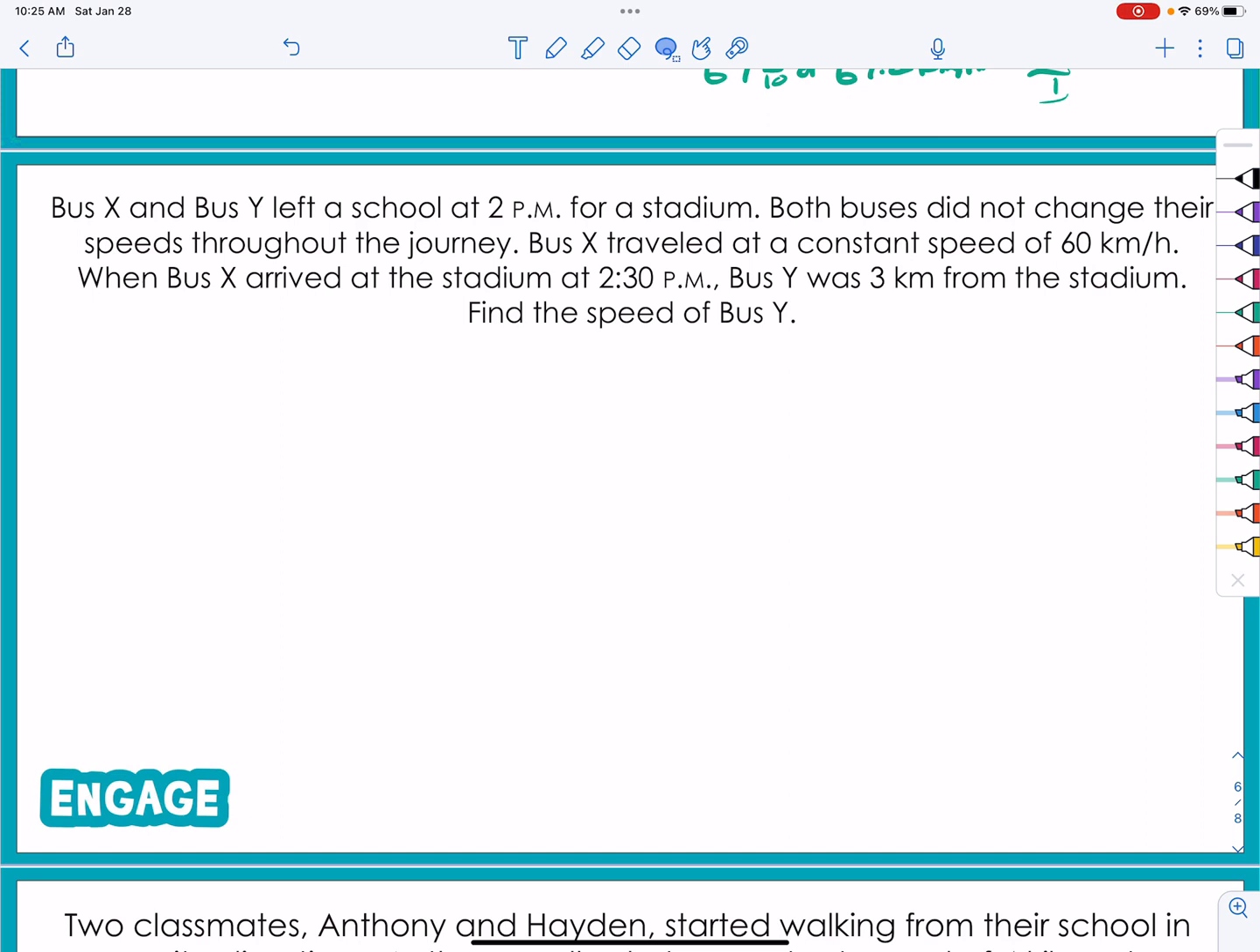Okay, my initial thoughts are they left from the same place, headed to the same destination. One of them made it, the other one didn't. So one of these buses was traveling faster than the other one. Let's see what we got here.